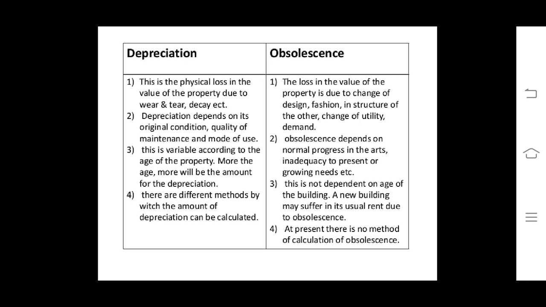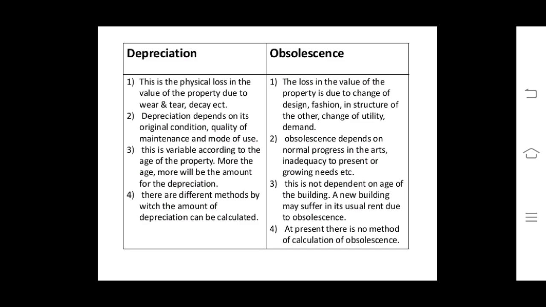This shows the difference between depreciation and obsolescence. Depreciation is the physical loss in the value of property due to wear and tear and decay, and obsolescence is loss in the value of property due to change in design, fashion, trend, in structure, or other change of utility and demand. Depreciation depends on its original condition, quality of maintenance, and mode of use, whereas obsolescence depends on normal progress in the arts, inadequacy to present or growing needs, etc.